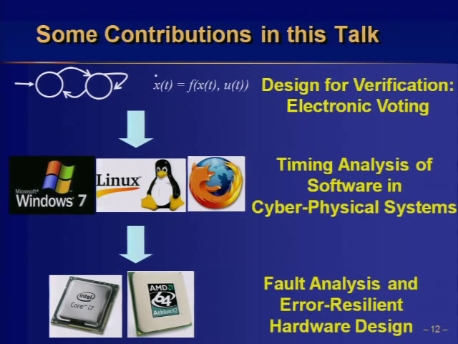I'll talk first about how we can think about formal ways of designing electronic voting machines that can ease the testing and verification of these systems. Then I'll talk about the problem of timing analysis of software in cyber-physical systems. And then finally, I'll talk a little bit about how formal methods can be brought to bear in analyzing the impact of low-level faults in hardware.